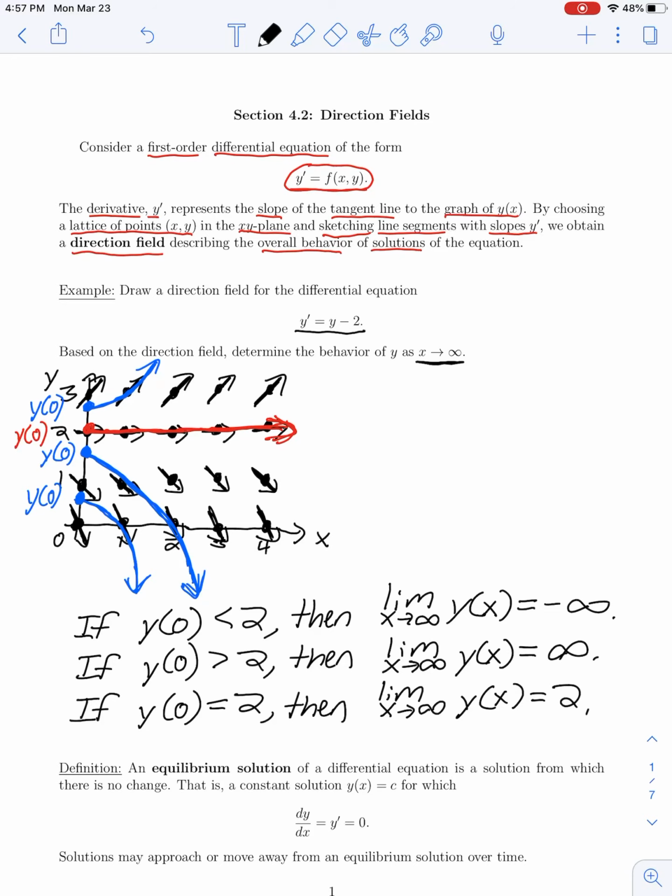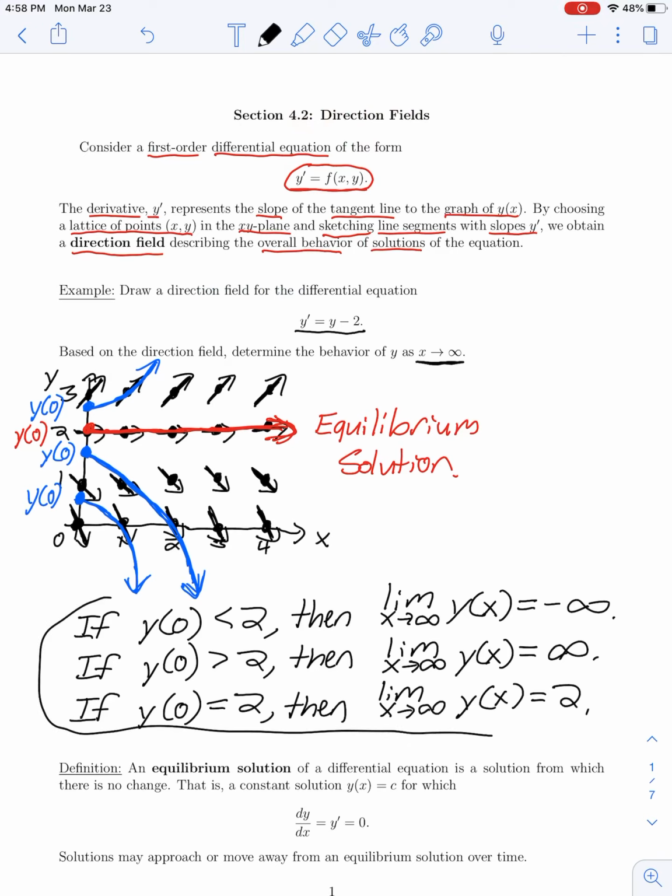So this particular case of a solution that we've illustrated here with the red trajectory is what is called an equilibrium solution. That is a solution from which there is no change, or a constant solution. So in this first example, we obtained our direction field, and then the limiting behavior of our solutions could be described by this series of if-then statements. Depending on what our initial value of y is, we have a different limit for our solution.